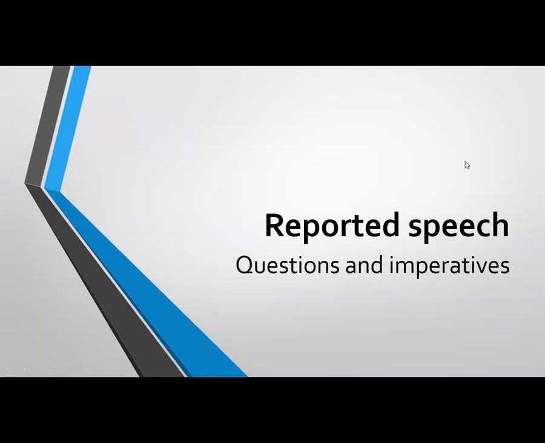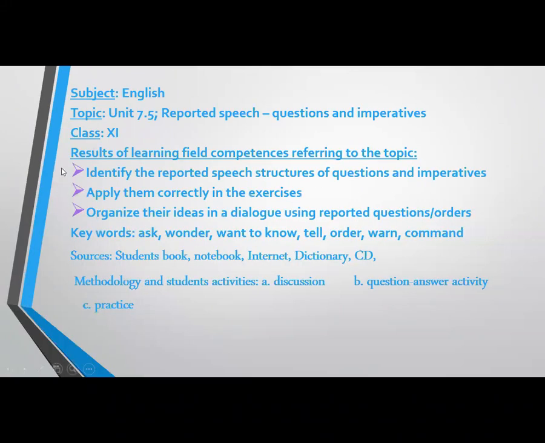Greetings everyone. Today we will talk about reported speech, questions, and imperatives. By the end of the lesson, you will be able to identify the reported speech structures of questions and imperatives, apply them correctly in the exercises, organize your ideas in a dialogue using reported question orders.